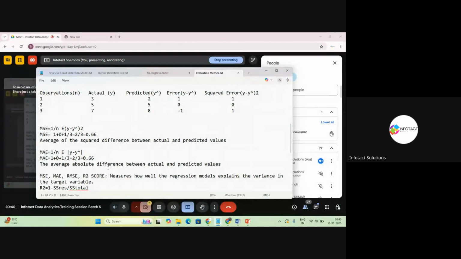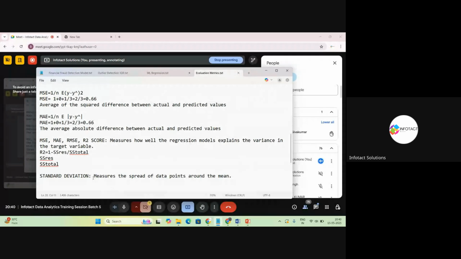Then one more thing that counts, that is the R2 score. This is important. The R2 score measures how well the regression model explains the variance in the target variable. The formula is R2 score is equal to 1 minus SS residual upon SS total.